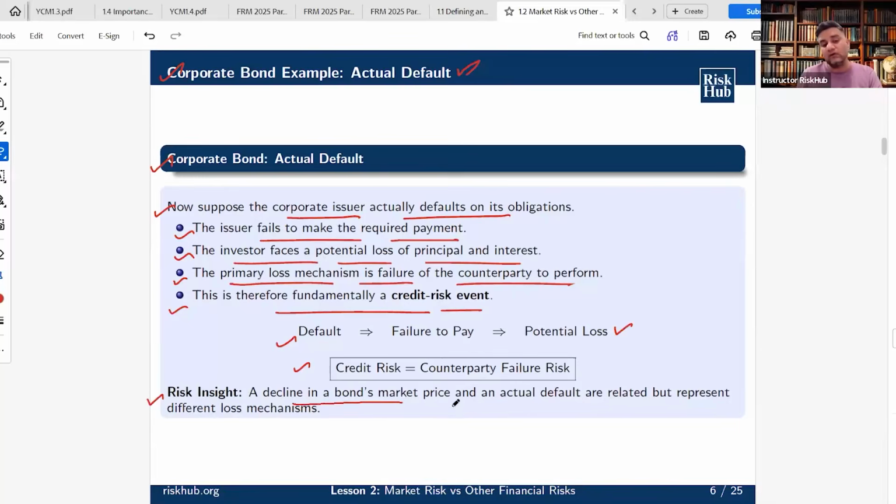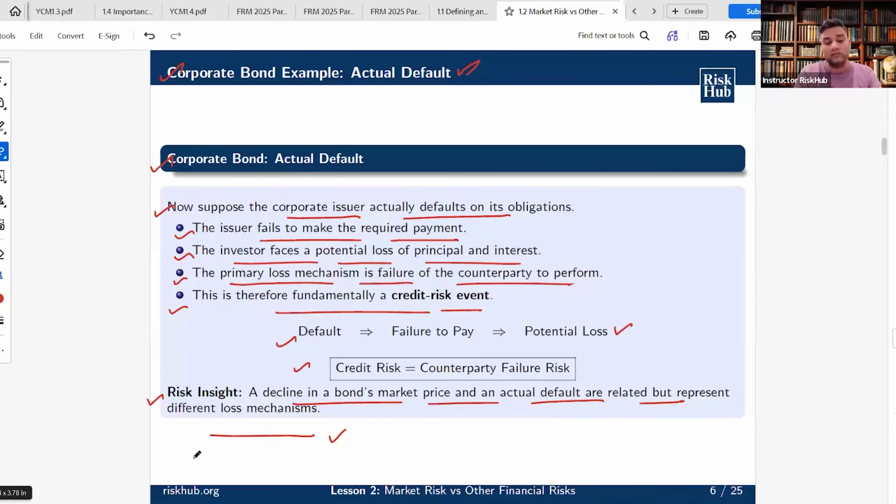A decline in the bond's market price and actual default are related but represent different loss mechanisms. The slide changed the event. The issuer defaults and fails to make a required payment. The investor faces loss of principal and interest. The loss mechanism is failure of the counterparty to perform. The slide classifies this as a credit risk event. Default is failure to meet a contractual payment or covenant.